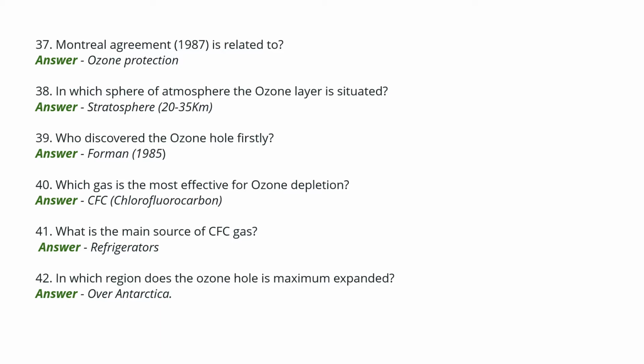Next question 41, what is the main source of CFC gas? The main source from where the CFC gas comes is the refrigerators. So the answer is refrigerator. Next question 42, in which region does the ozone hole expand maximum? The answer to the question is over Antarctica. It is maximum expanded in the Antarctica region.